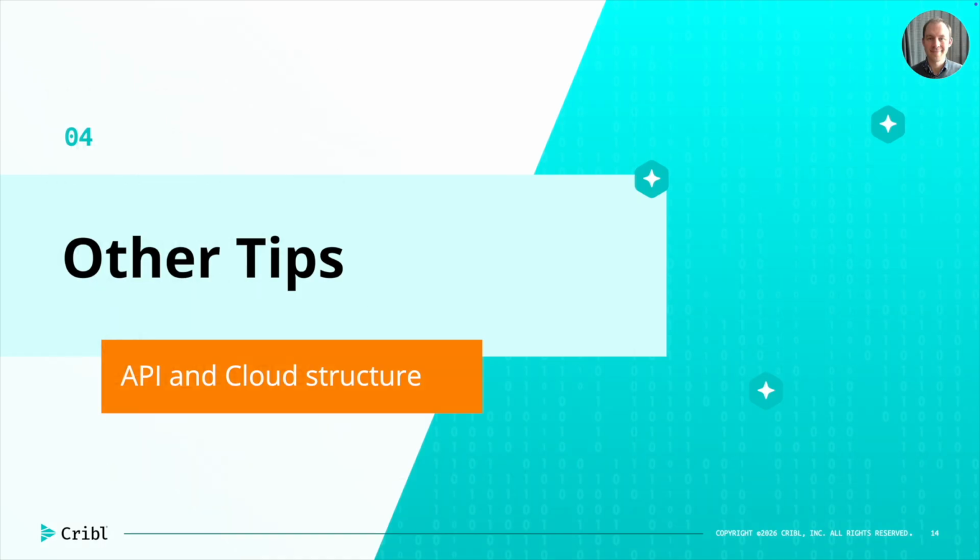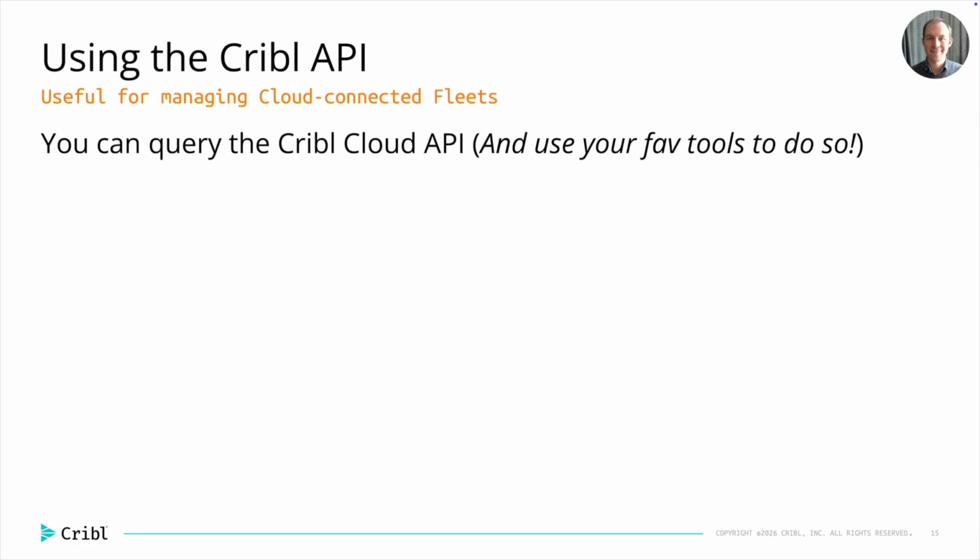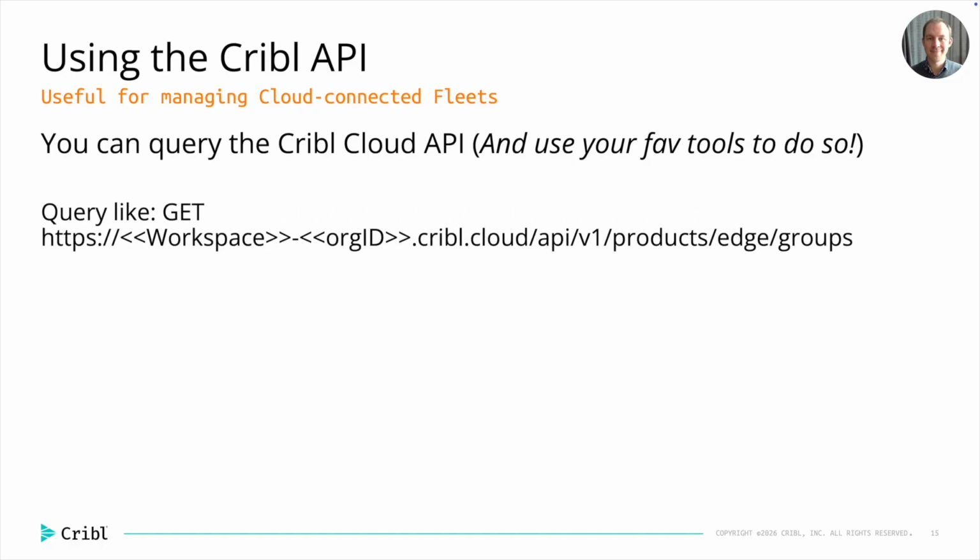So these are things that are good to consider when expanding an edge architecture, but didn't neatly fit into either of the topics I've covered previously. The first thing to think about is using the Cribl API. This becomes more important as your edge deployment grows and it becomes more complicated. You can query the Cribl Cloud API using any of your favorite development tools to do so. And an example API call you could make would look something like this.